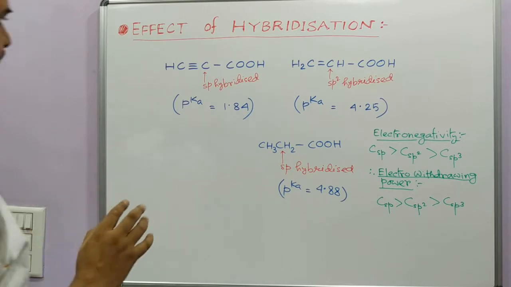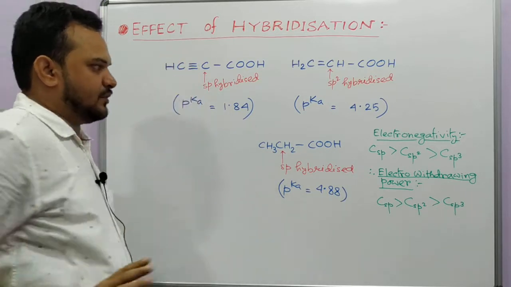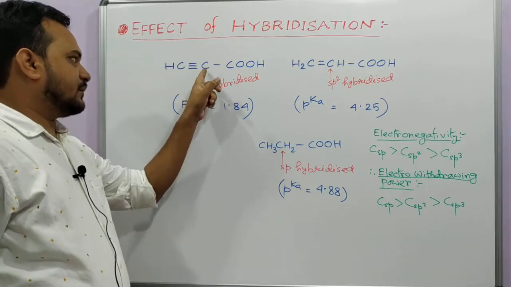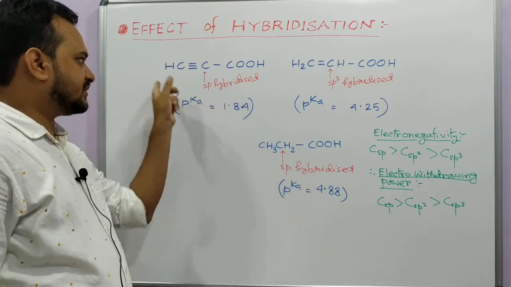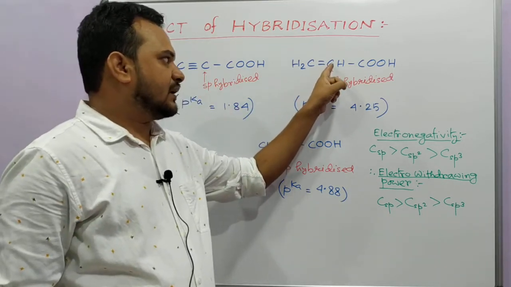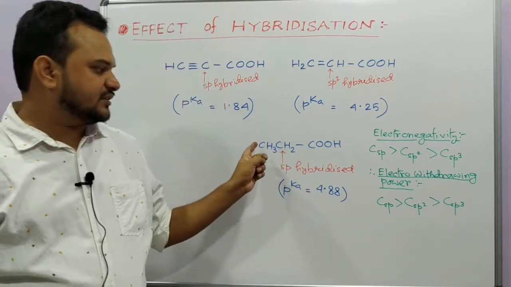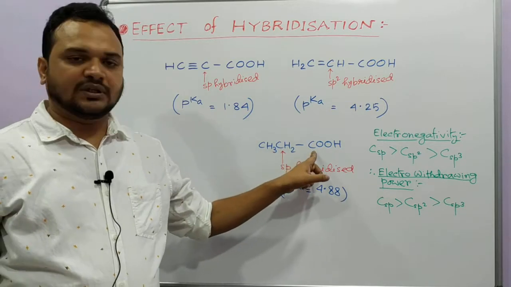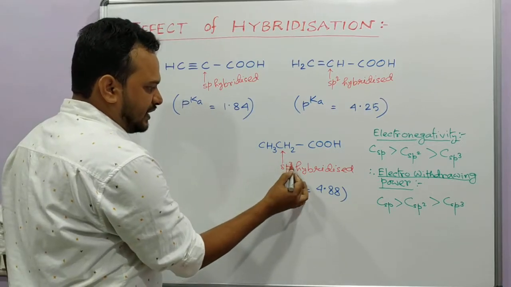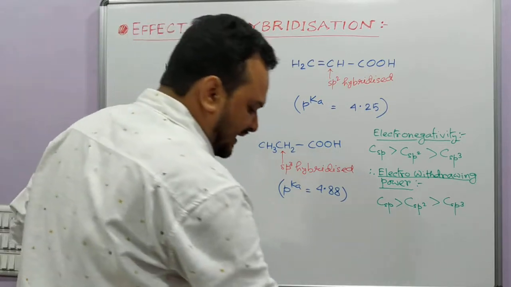Now here I am taking 3 different carboxylic acids and all of them contain 3 carbons. So clearly you can see here that the carbon attached to the carboxyl group in this compound is sp hybridized because it is making a triple bond. In this compound, the carbon that is attached to the carboxyl group is an sp2 hybridized carbon, and in this third compound, the carbon attached to the carboxyl carbon is sp3 hybridized.